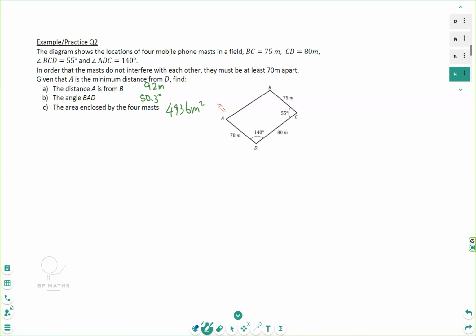Well, here are the final answers for question A, B, and C, if you do it as a practice. But let's have a go on this one. The diagram shows the location of four mobile phone masts in the field.